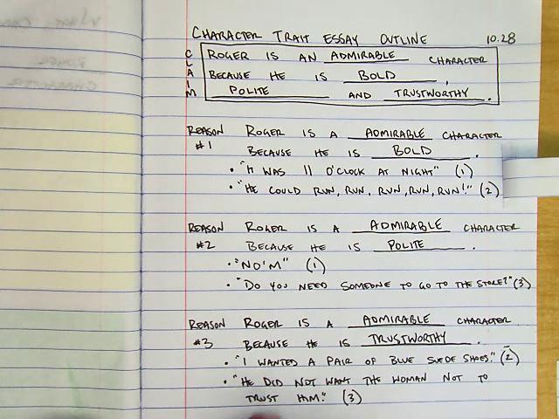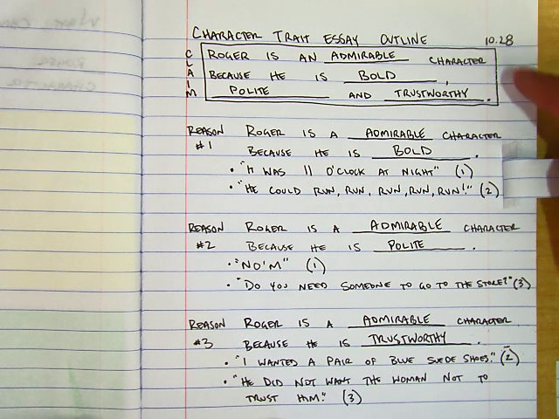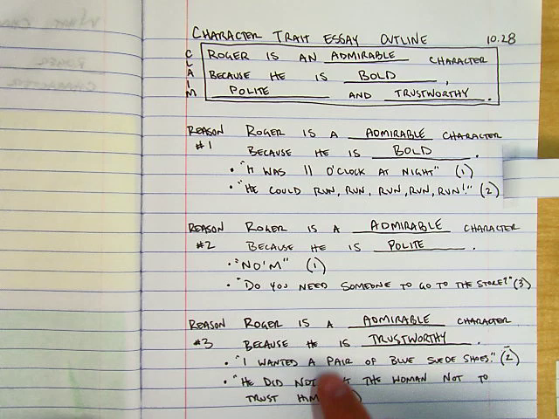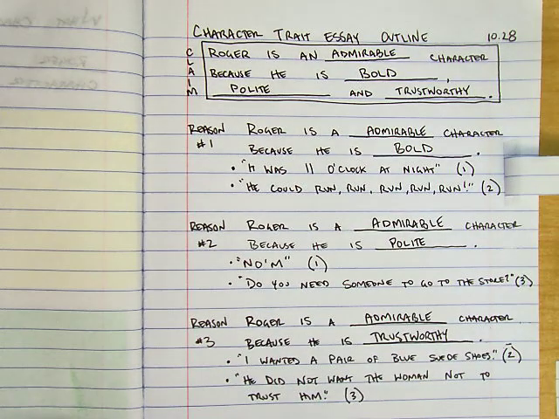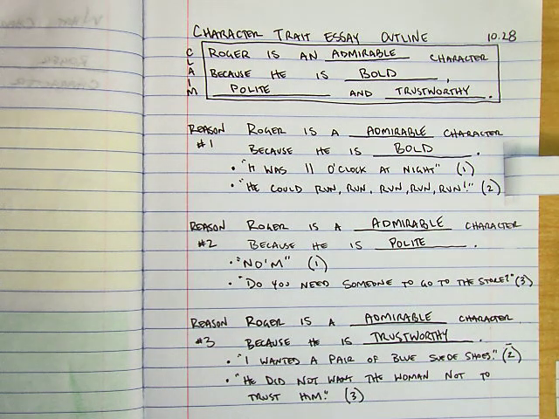And then lastly, there was this great quote where the narrator says he did not want the woman not to trust him, and that was on page 3. So I have a claim, I have my 3 reasons or my 3 topic sentences, and I have 2 pieces of evidence with page numbers that support each one of those reasons. After I have all of this, I am ready to start writing a character trait essay outline. Remember, you can rewind, pause, and rewatch any parts of this video if you need a refresher. Good luck.